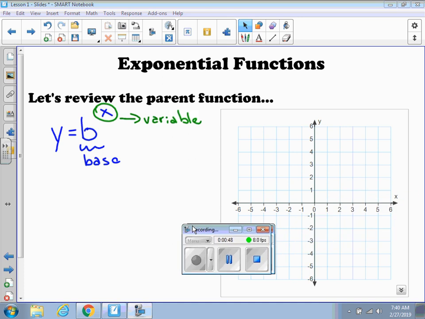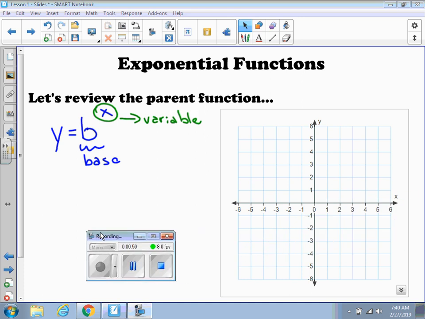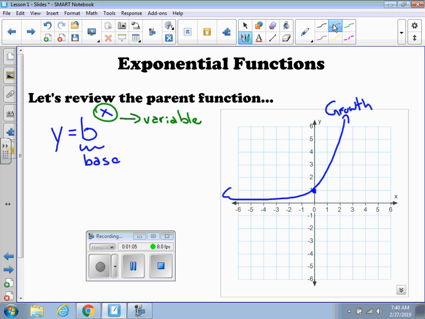All right, so there are two types of exponential graphs. The first is exponential growth, and you have a key point at 0, 1. So it looks like exponential growth. And then the other type is exponential decay. Again, your key point is right there, but down.